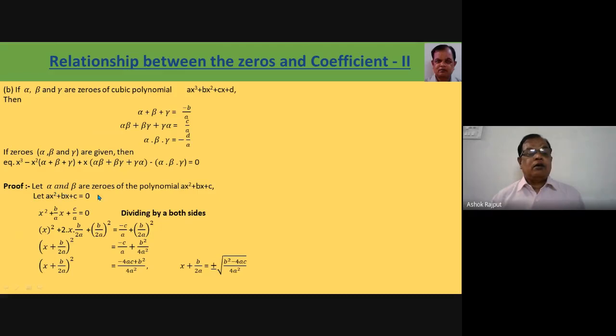Let alpha and beta be zeros of the polynomial ax square plus bx plus c. See, as we have written here again, let ax square plus bx plus c equal to 0. Then dividing by a on both sides, we get x square, here a by a is cancelled, here b by a x, here plus c by a. Now we will complete the square and transpose this c upon a to the right side, because here it is positive, so here it is negative: minus c upon a.